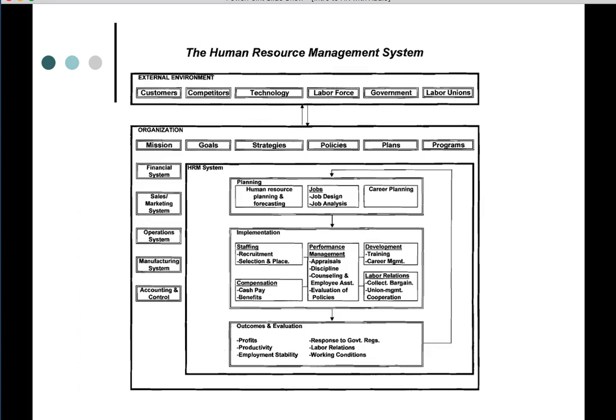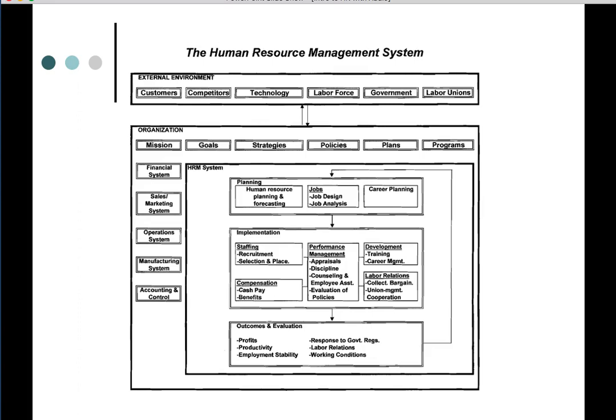We have a particular mission, we set goals based on that mission, we have strategies and tactics that we use in order to accomplish those goals. So all these things, again, influence the organization. And as I said, we'll talk more about that as we get to the discussion on strategy.